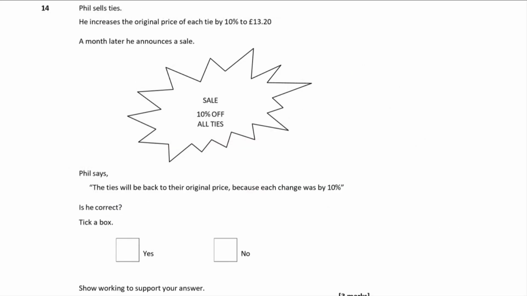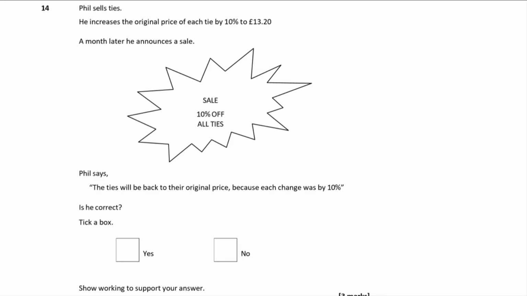5542. Question 14. Phil sells ties. He increases the original price of each tie by 10% to £13.20. A month later, he announces a sale. Sale, 10% off all ties. Phil says the ties will be back to their original price because each change was by 10%. Is he correct? Tick a box, yes or no. Show working to support your answer.